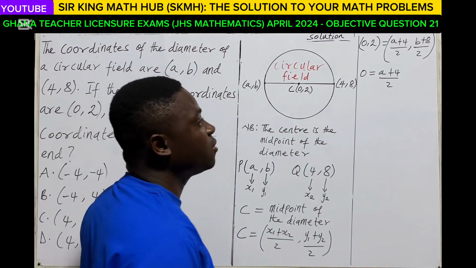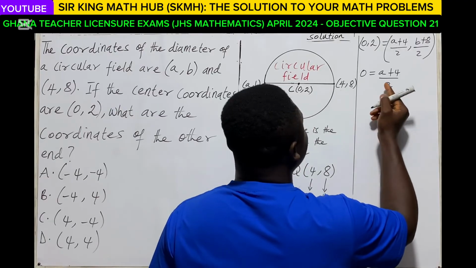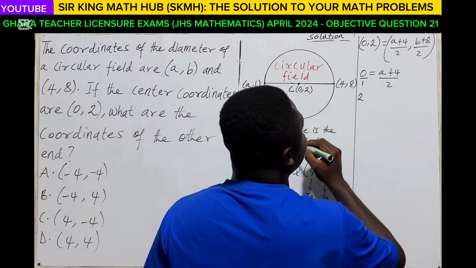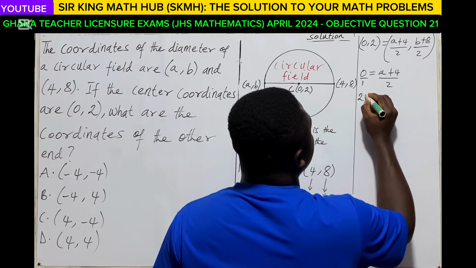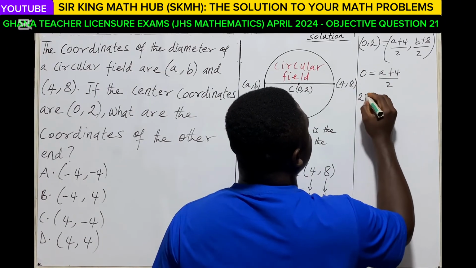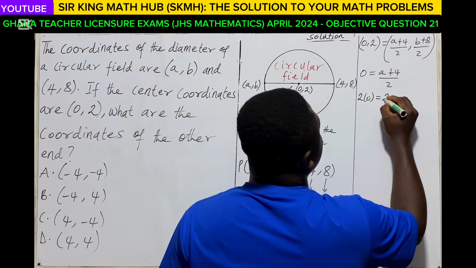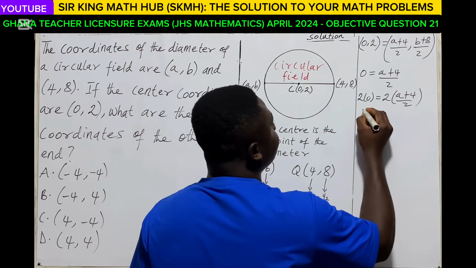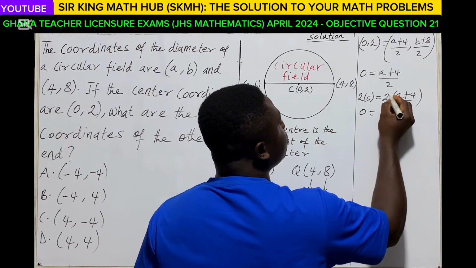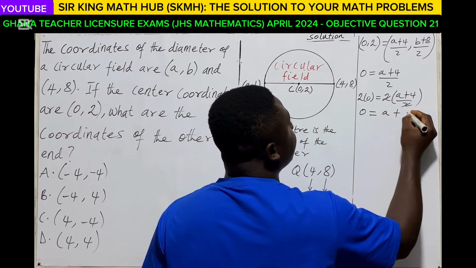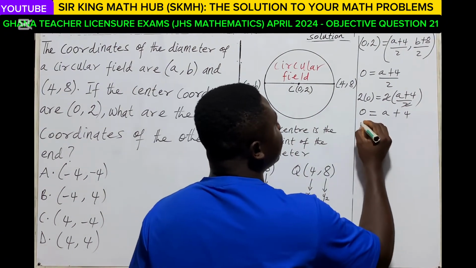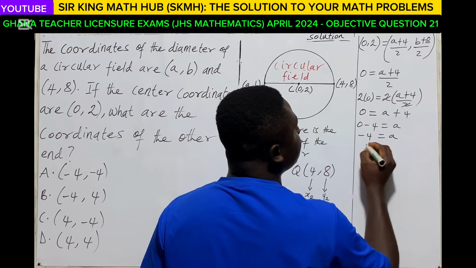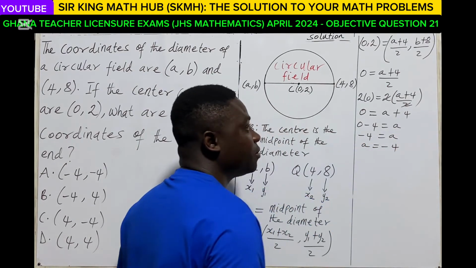So let's solve for a. You can multiply each side by the LCM. The LCM here is 2. Here is over 1. So let's multiply by the LCM. 2 multiplied by 0, we have 0. 2 will cancel out. We have a plus 4. Grouping like terms, 0 minus 4 is equal to a. So minus 4 is equal to a. Therefore, a is equal to minus 4.